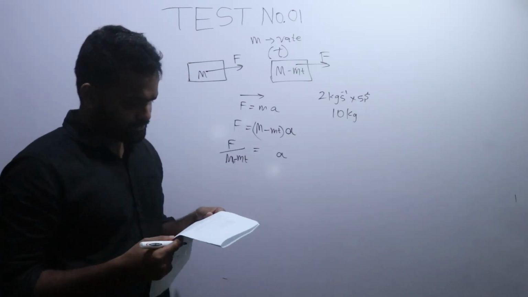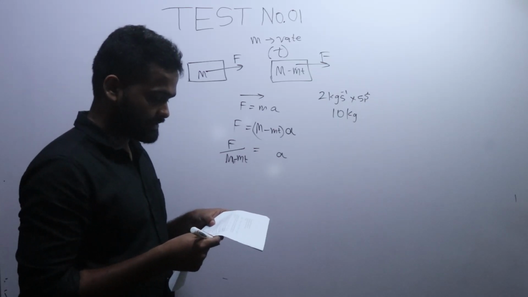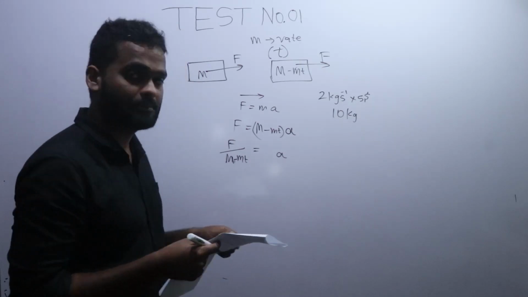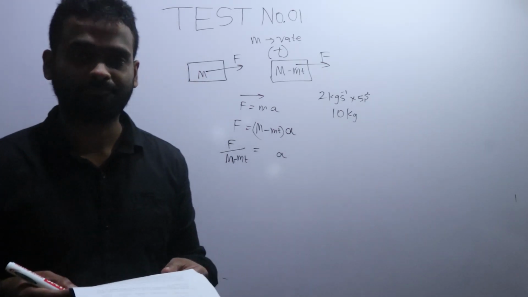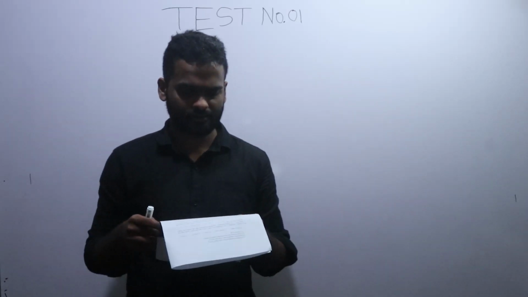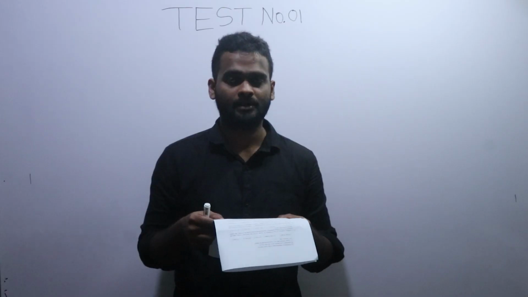Okay, so the answer should be the second one, that is F divided by capital M minus mt. Okay, next one we have a graph here. The image shows a VT graph for the downward movement of a lift weighing 500 kilograms. The tension of the cable when T equals 7 seconds is.